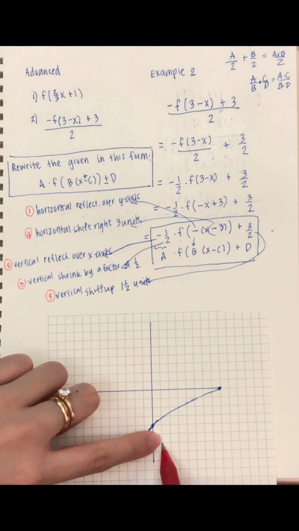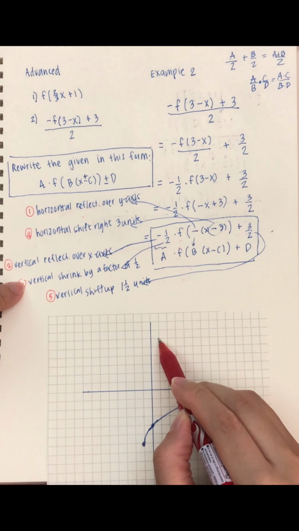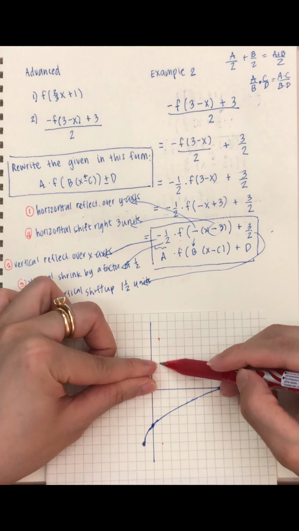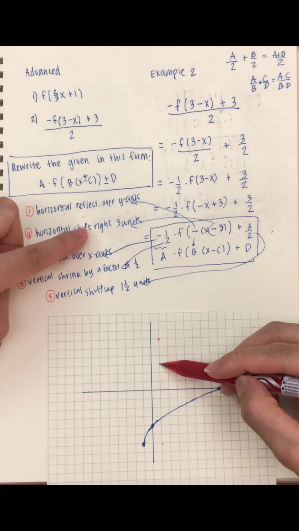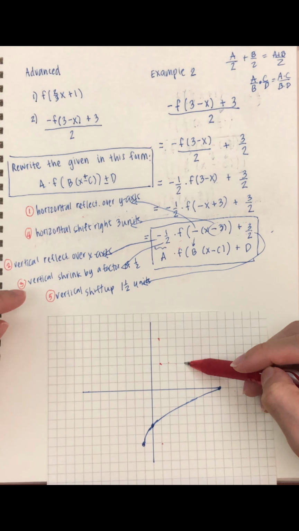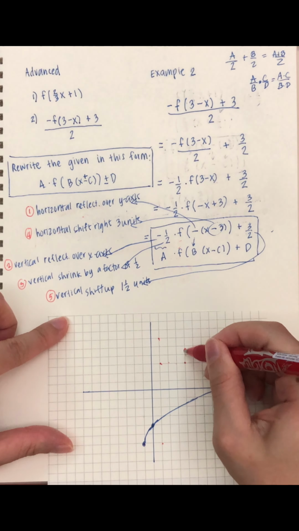From all the way down 6 units, it will go up 6 units. A vertical shrink by a factor of 1/2. It is the vertical distance that gets halved. Next, horizontal shift to the right. -3 means to the right, 3 units, 1, 2, 3. And lastly, a vertical shift up, 1.5 units.